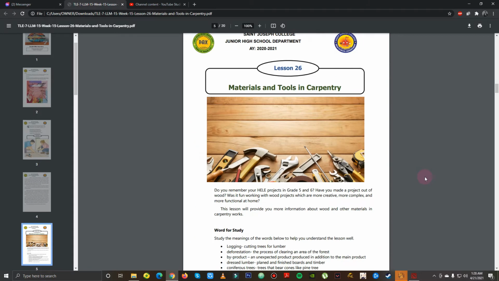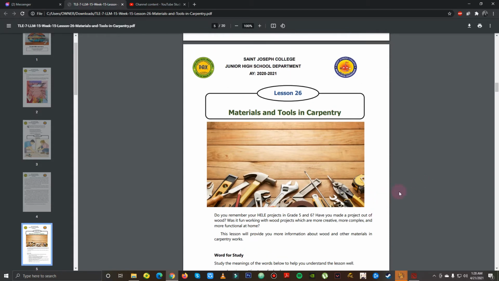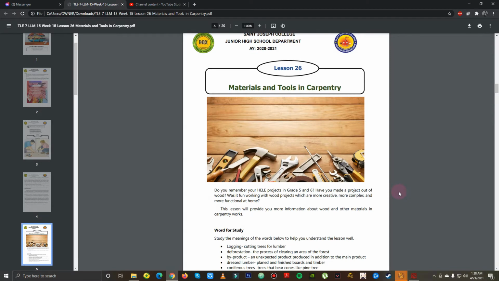So, lesson 26, materials and tools in carpentry. Do you remember your HELA projects in grade 5 or 6? Have you ever made a project out of wood? Was it fun working with wood projects which are more creative, more complex, and more functional at home? This lesson will provide you more information about wood and other materials in carpentry works.